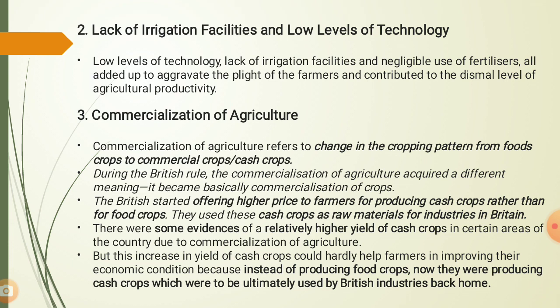instead of producing food crops, now they were producing cash crops, which were to be ultimately used by the Britishers back home, because these cash crops like indigo were being used by the Britishers in their industries only. Indigo was a particular raw material in their industries. It was used for dyeing purposes, like they were producing clothes, and clothes were being dyed with the help of this indigo. And because this indigo was of very good quality and it was very famous in the international market as well, they started forcing our farmers, forcing cultivators, to produce more indigo, and that is why the farmers started producing indigo and other cash crops at the cost of the production of food grains.